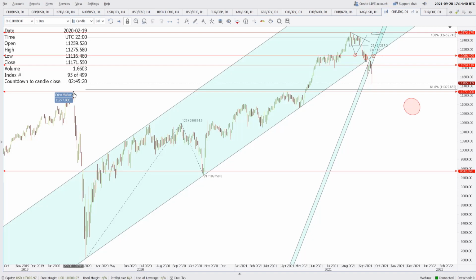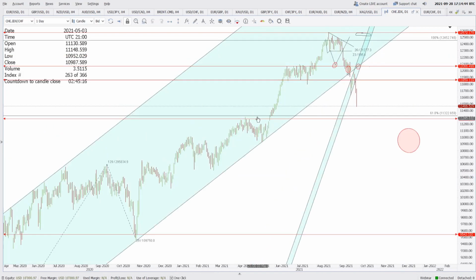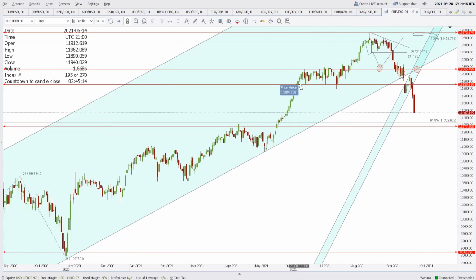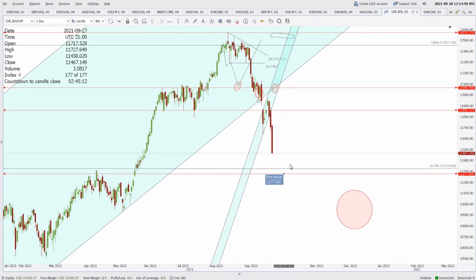So this is the area that we are looking to buy, to open a buy position, because after a breakout, it was never tested back. So this is an area of opportunity. If you are looking for buying the Swiss market, this can be your area of concern. 11,277 is a good support, huge support, which you should be looking for to open the buy positions.